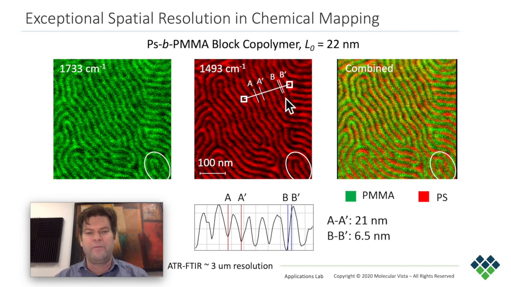And if we do a little bit of a cross-section here, you can see that in some locations we're highlighting resolutions as good, if not better, than 6.5 nanometers. So we're really able to get into those small pitches and resolve where those chemicals are. And just as a comparison again, that yellow circle we saw on the previous slides, that ATR FTIR resolution is about 3 microns across. Well beyond the size of this image.